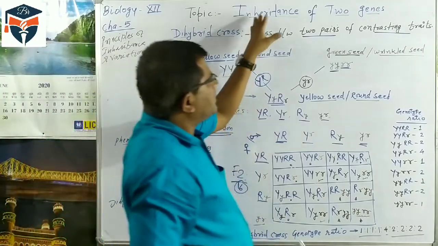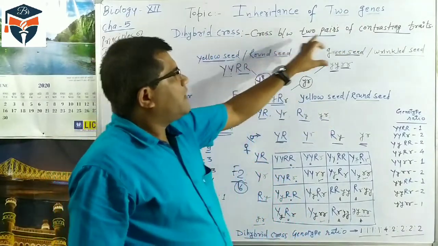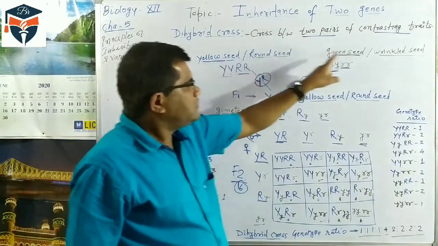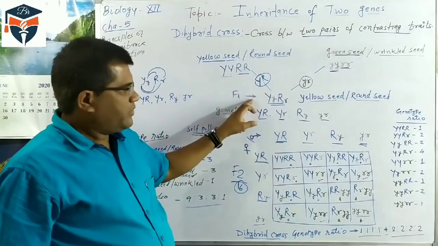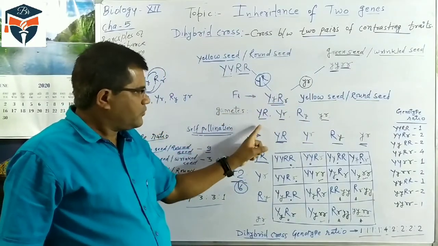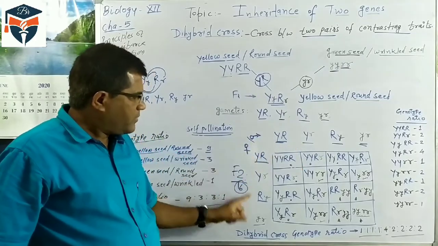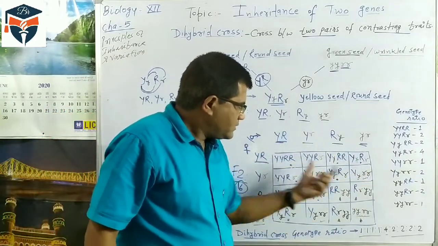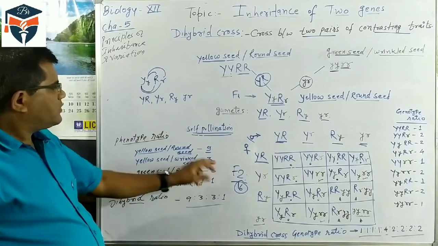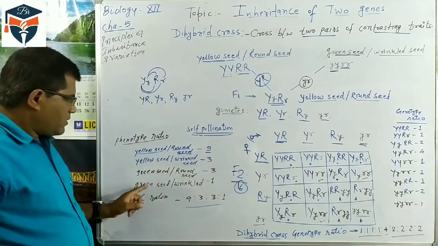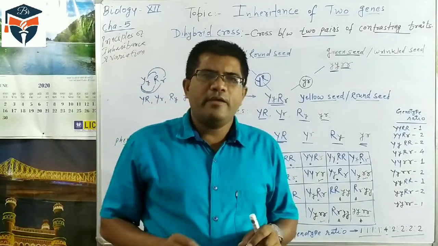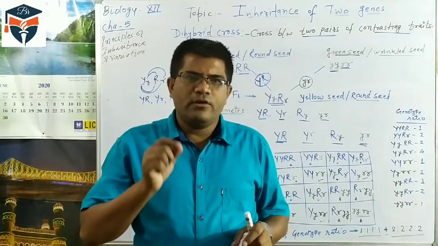So overall, it is the expression of two genes, two pairs of contrasting characters we are studying. Yellow seed is dominant over green seed, and round seed is dominant over wrinkled seed. So in the F1 progeny we are getting yellow seed and round seed. But if gametes are formed from the F1 progeny, I have taken male gametes and female gametes, and when we cross these, we get 16 progeny, and the ratio is yellow seed and round seed 9, yellow seed and wrinkled seed 3, green seed and round seed 3, green seed and wrinkled seed 1. So overall we can see in the dihybrid cross the phenotype ratio comes 9:3:3:1.